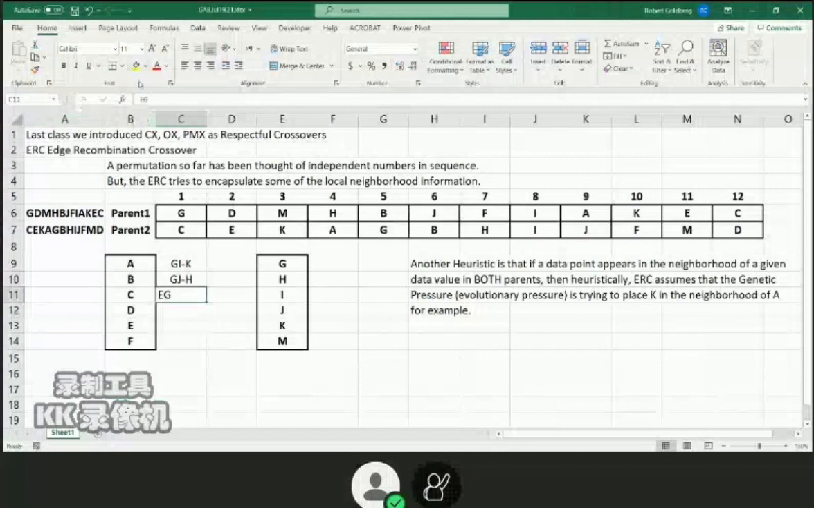D from position 12 wrapped around, and E afterwards. So the E has 2, right? Because it's 11 in the first parent and it's 2 in the second parent. Okay, now we're up to whom? We're up to the D.